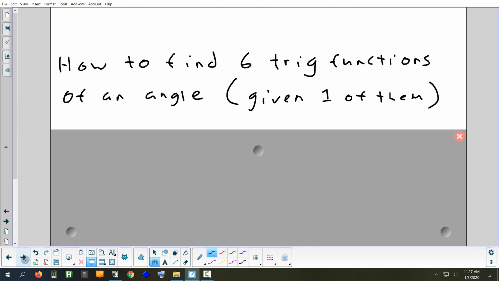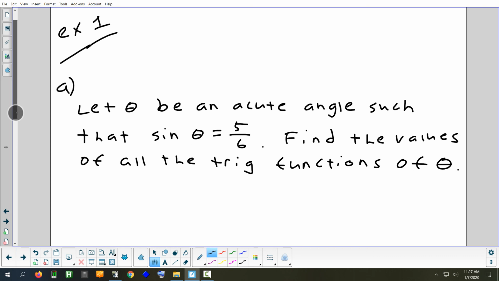So, next we're going to look at something like this. Okay, don't write it yet because I'm going to tell you how to do it. I'm going to tell you one of the 6 trig functions. In this case, I'm giving you the sine. And I want you to figure out all the other ones based on knowing that one.